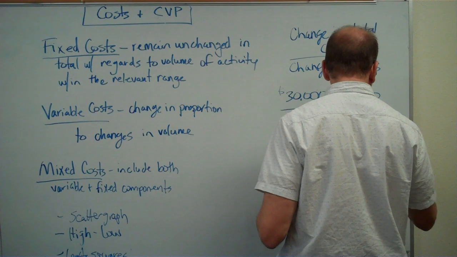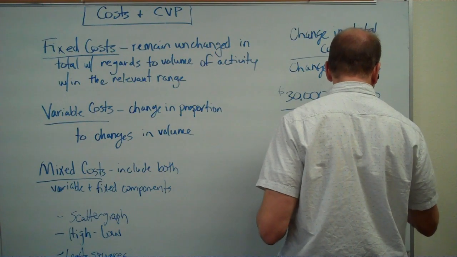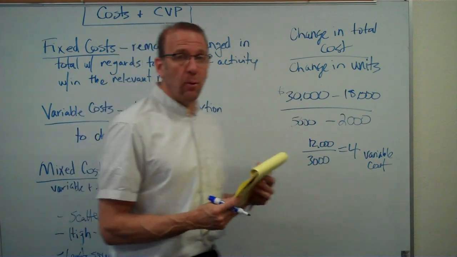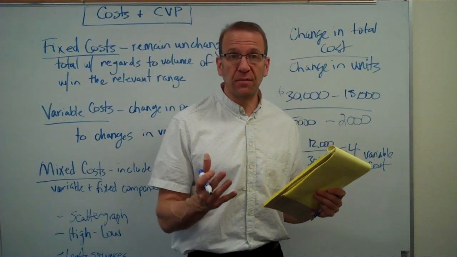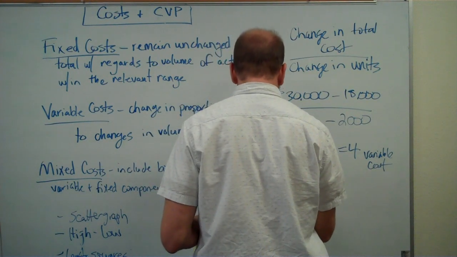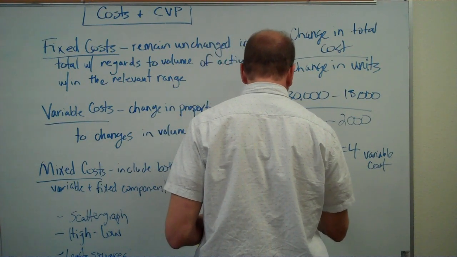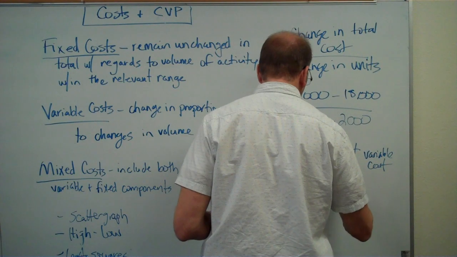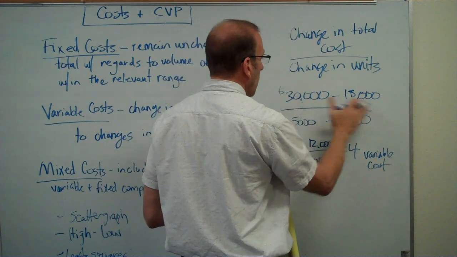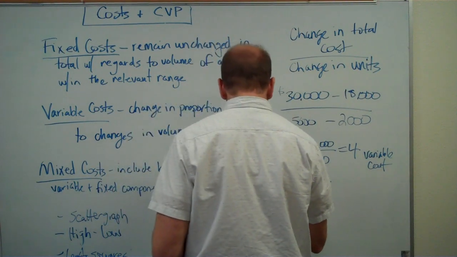And this is our variable cost. That's our variable cost. Now what we do is we need to figure out the fixed portion of this. Well, we know our total cost is 30,000. So total cost equals fixed cost plus variable cost. Now you can plug it into either one. You can either do the high or the low. I'm just going to use the high.